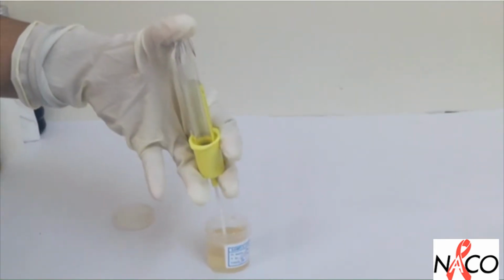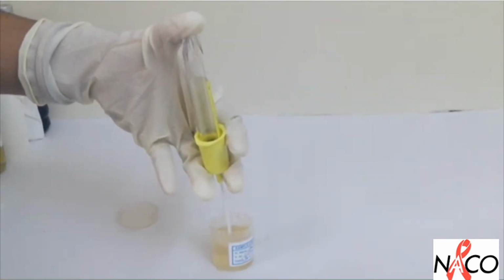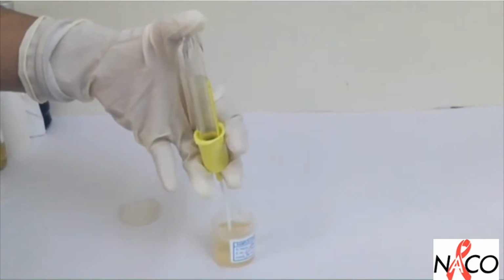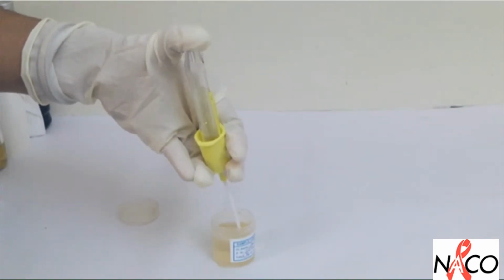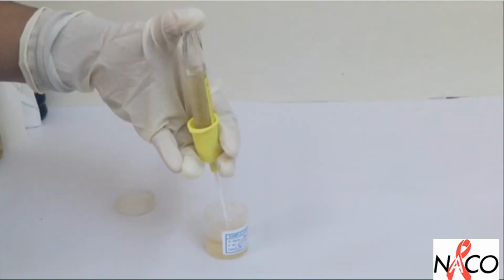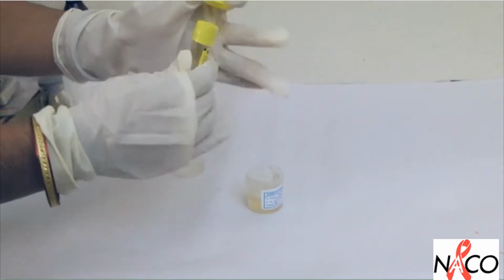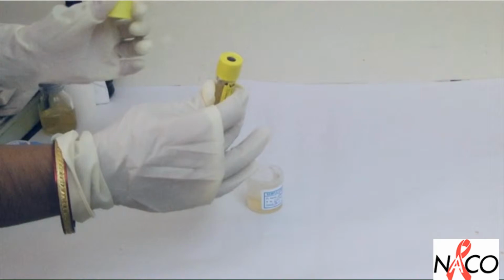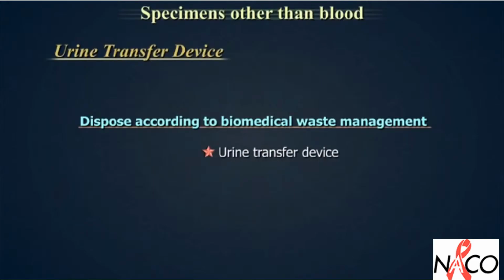Place the urine tube in the urine transfer device until the needle located in the funnel of the straw penetrates the stopper of the tube. The urine automatically flows into the tube in accordance with the exact defined vacuum. Remove the filled tube from the urine transfer device. Invert the tube several times after filling. Dispose of the urine transfer device and the urine beaker accordingly.